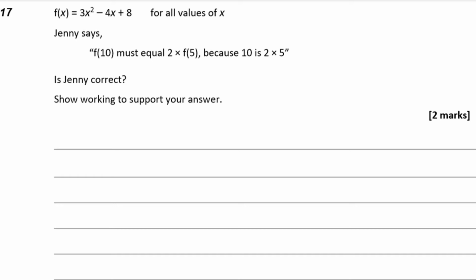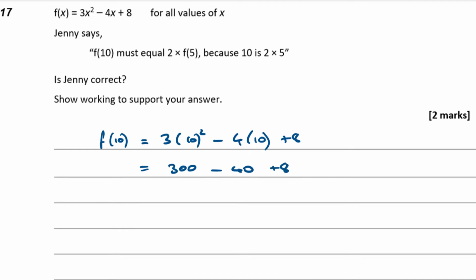All I'm going to do is work out f of 5 and f of 10 and show that f of 5 times 2 is not equal to f of 10. Okay, that's probably the easiest way of doing it rather than writing down what I just said. So let's just write down f of 10. What's f of 10 going to be? So that's 3 lots of 10 squared minus 4 lots of 10 plus 8. What's that equal to? So 10 squared times 3 is 300 minus 40 plus 8. That is 268, isn't it? Okay, so f of 10 is 268.